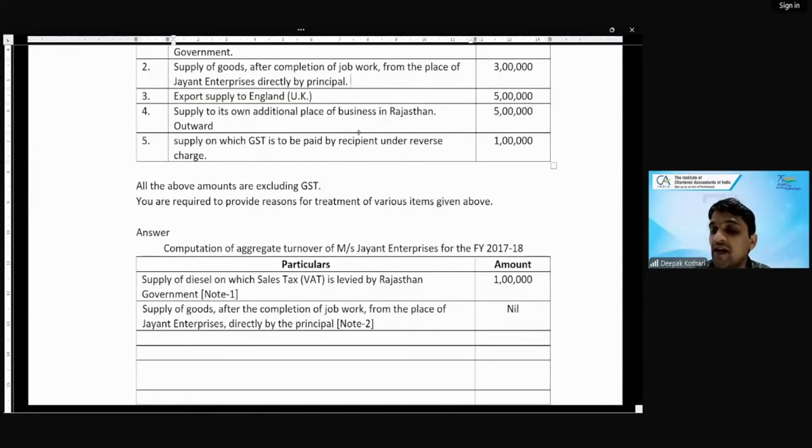Okay, so if he supplies the goods from the place of the job worker, it is not the aggregate turnover of the job worker, because he has only done his job work. He is not selling the goods. He is not the owner of these goods. Who is the owner? The principal is the owner. So when the principal is the owner, it is his aggregate turnover, not the aggregate turnover of the job worker. Correct? So why will I include it in my turnover? It will be included in the turnover of the principal. Okay? It is not my turnover.